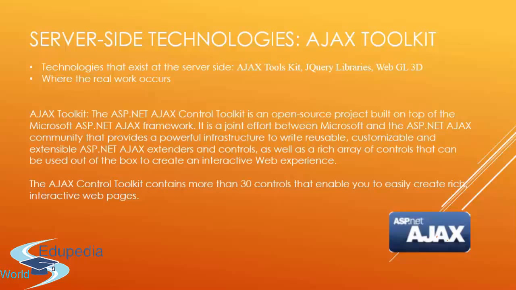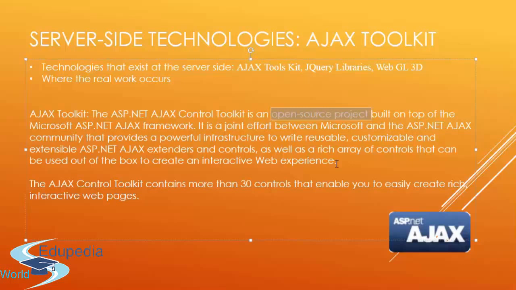Now, if you want to look at AJAX Toolkit, the ASP.NET AJAX Control Toolkit is an open source project. What do you mean by an open source project? Open source project means that it is supported by lots of programmers. There's a support community network going on, and they propose some kind of problems and exceptions that people write code for, and then it's adapted and taken up by other programmers. So it is an open source project built on top of the Microsoft ASP.NET AJAX framework.